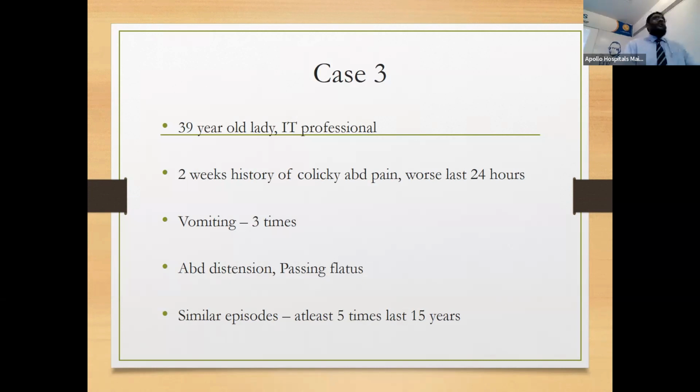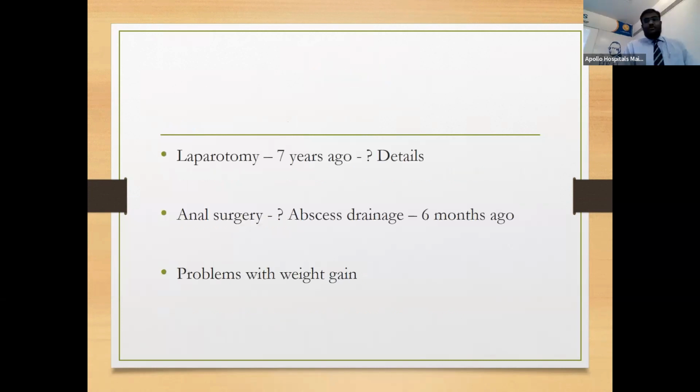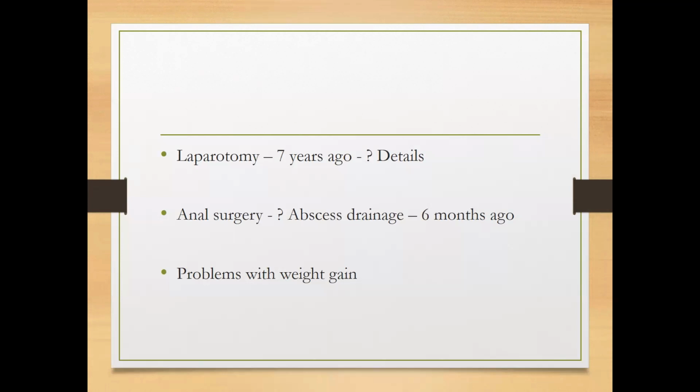So there's a clue there in that line. More clues. She had a laparotomy 7 years ago. We don't know for what, but she's had anal surgery. She's had perianal abscess drainages recently, and she does have problems with weight gain. So any guesses as to a differential diagnosis?